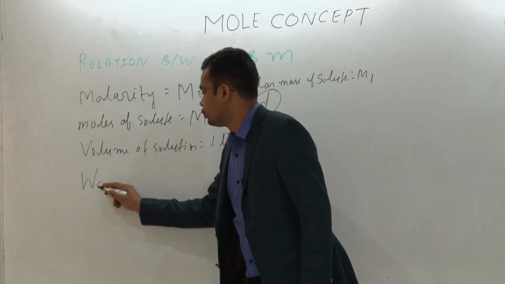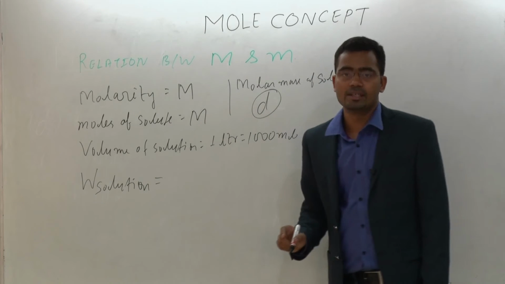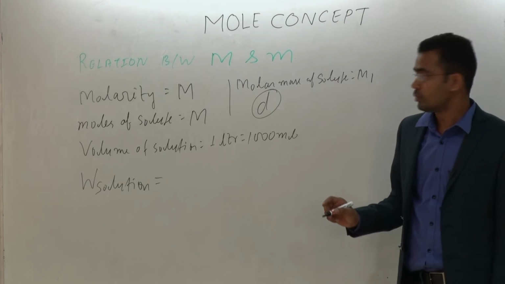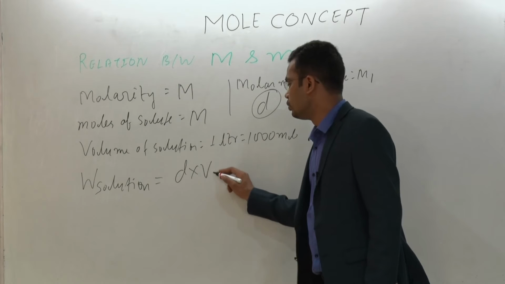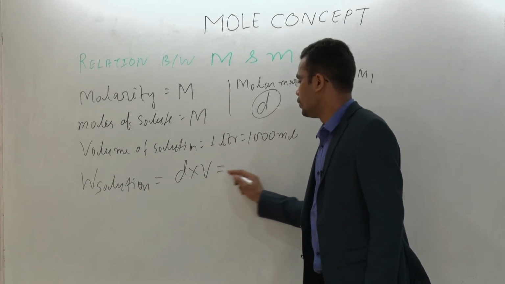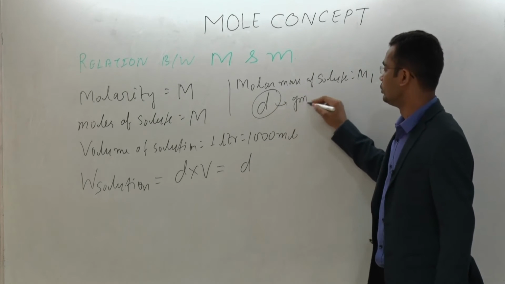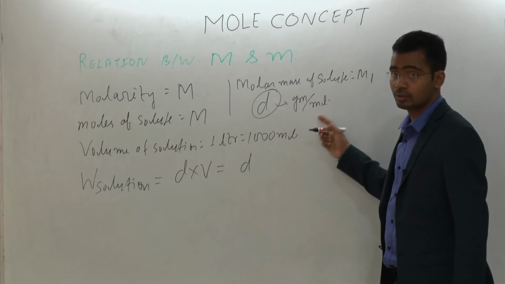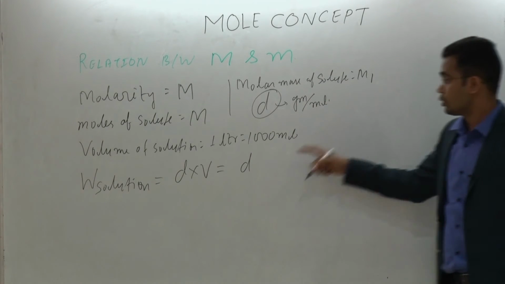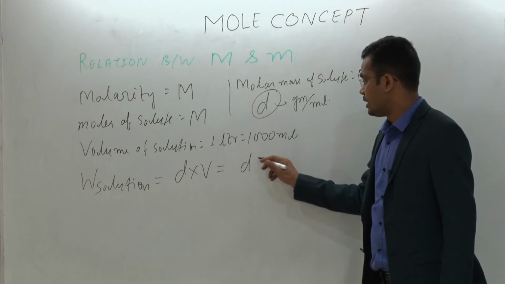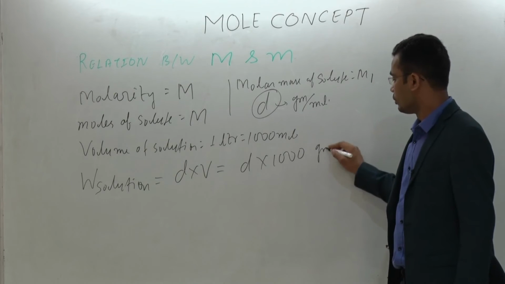So from here you can calculate the W of solution, which will be equal to, you know that density equals mass by volume. So mass equals density into volume, which is equal to D. So D must be in gram per ml. So mind it, the unit of density must be gram per ml. Clear? So D into V, the density into 1000 gram. This is the weight of solution.